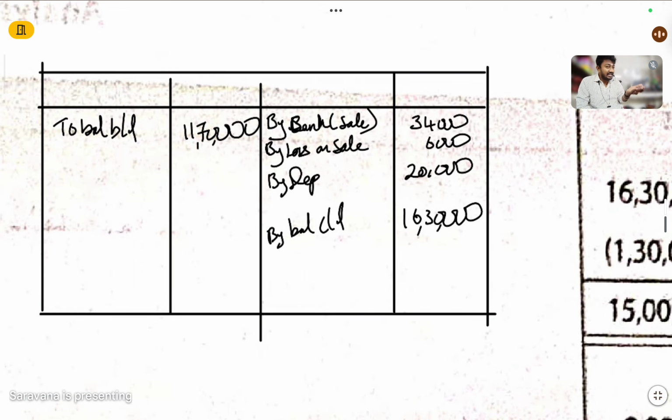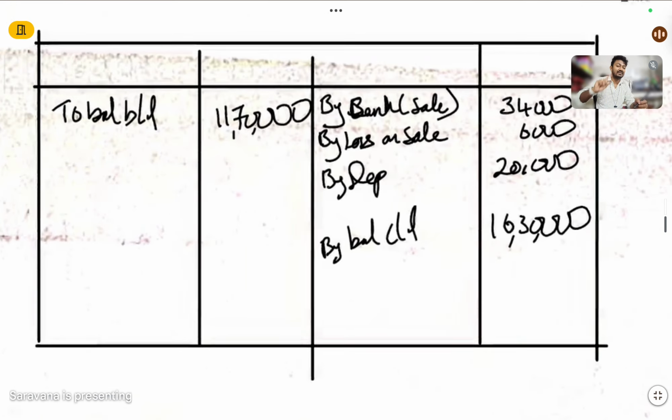Always remember, what are the things that will come in the debit side? Whatever leads to an increase in the value of an asset will come in the debit side. Whatever leads to a decrease in the value of an asset will come in the credit side. So sale leads to a decrease in value, loss is a decrease in value, depreciation is a decrease in value. Close the account and you will get a balancing figure.